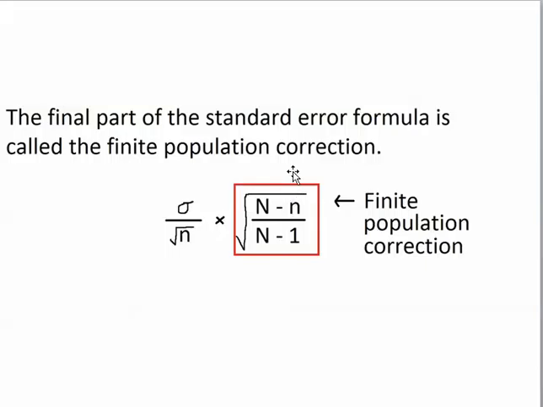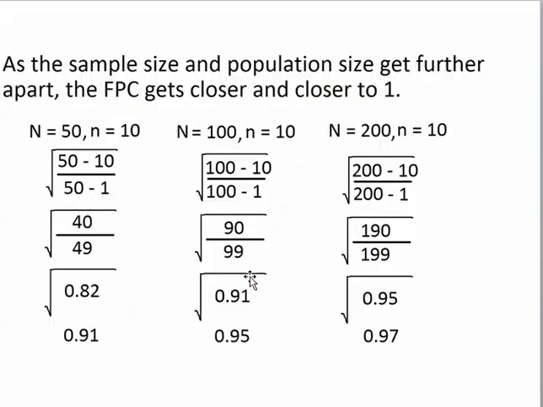Generally, if the population is at least 20 times larger than the sample, this part can be left off, and this would be the standard error formula. For example, if the population size was 600 and the sample size is 20, this part could be left off because that's 20 times bigger.